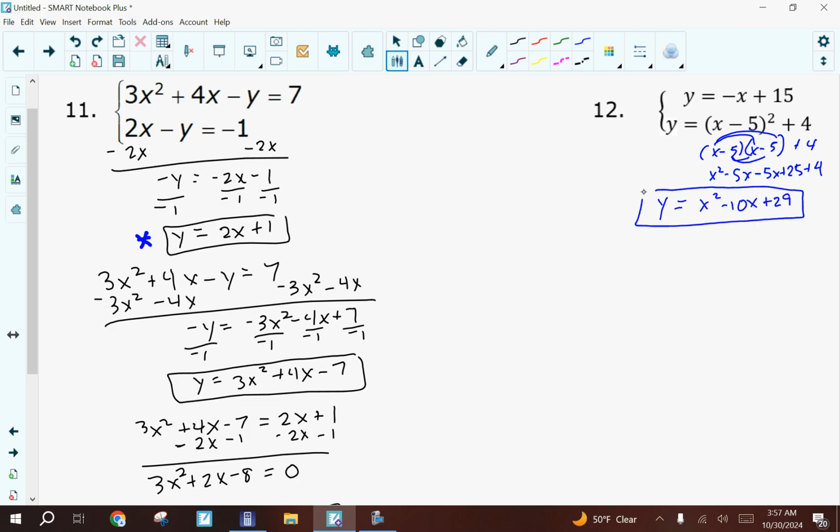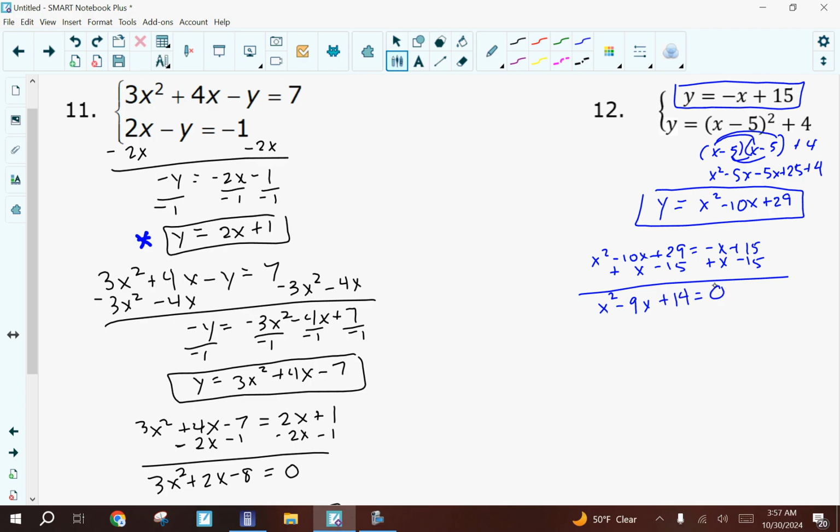So we're going to use that one, and we're going to use this one. So we set them equal to each other, so x squared minus 10x plus 29 equals -x plus 15. We're going to add x, and then subtract 15. So we end up with x squared minus 9x plus 14 equals 0.